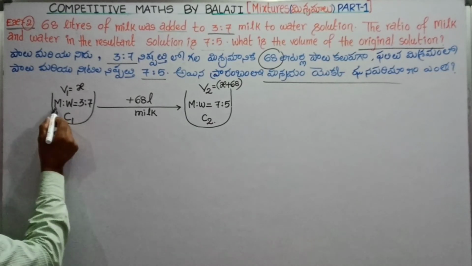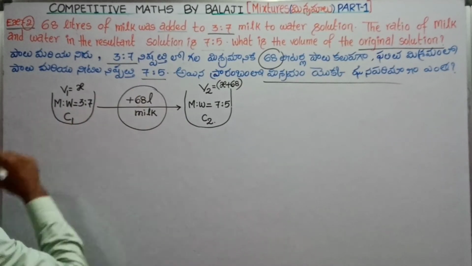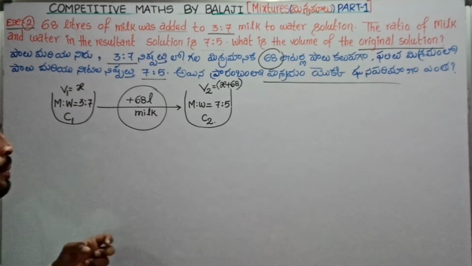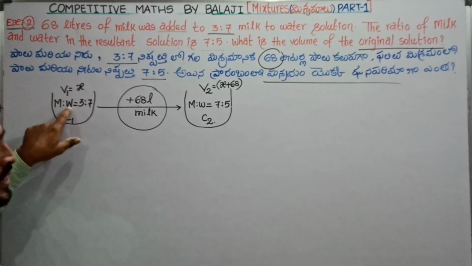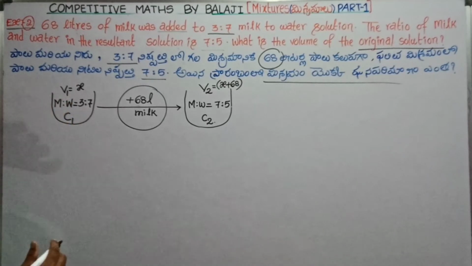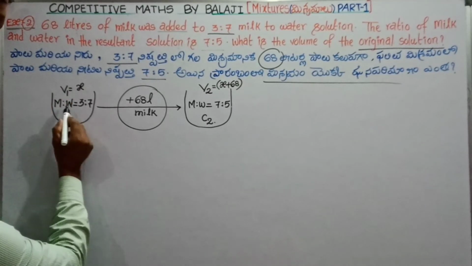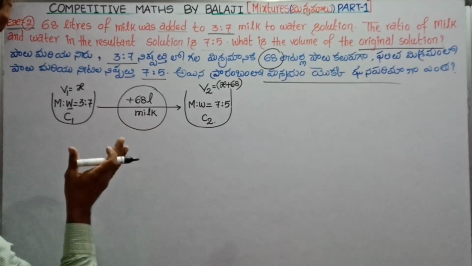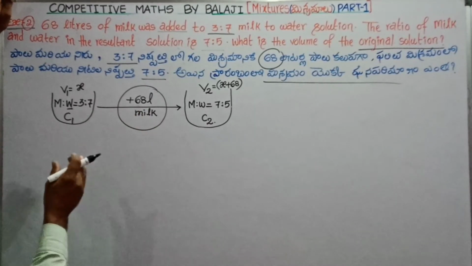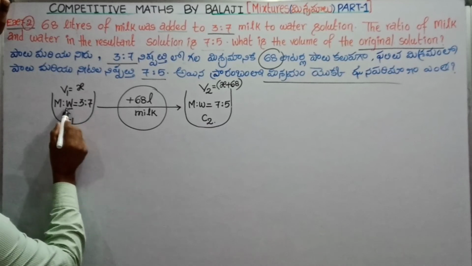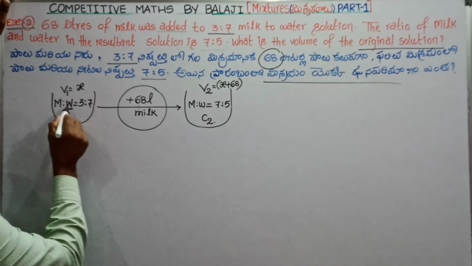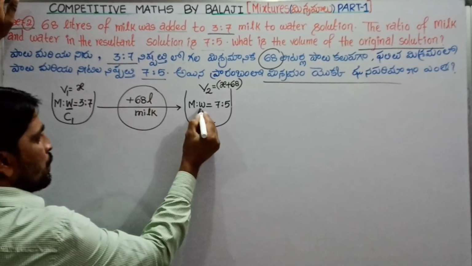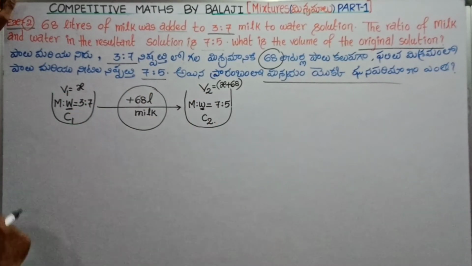Here we are adding milk in this case. So water will not get affected. The parameter which is not affected is water. Always we work on the parameter which is not affected. Since we are adding milk, water will not be affected. What does it mean? The quantity of water present in the initial mixture, the same amount of water will be present in the final mixture.